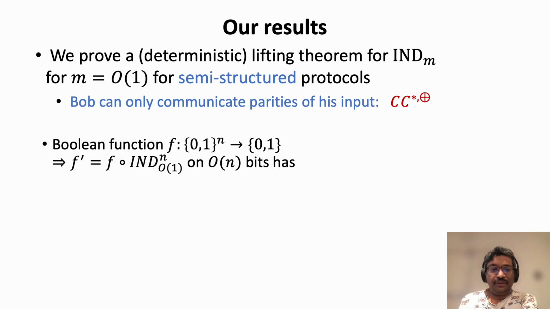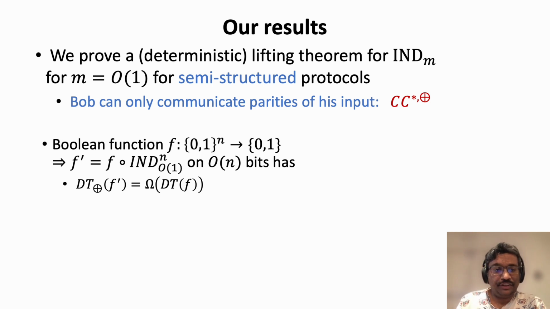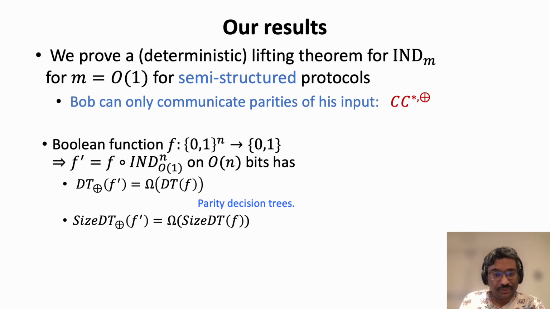So given a Boolean function f, using this lifting theorem, we prove the following result. Given a Boolean function f on n bits, we come up with a composed function f dash by composing f with an index gadget of constant size, and prove that the parity decision tree complexity of f dash is tight in terms of the decision tree complexity of f. This decision tree complexity can be either the decision tree depth, denoted by dt of f, or the decision tree size, which is denoted by size t.